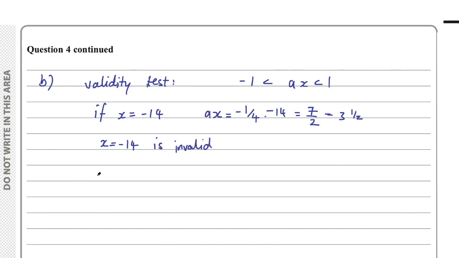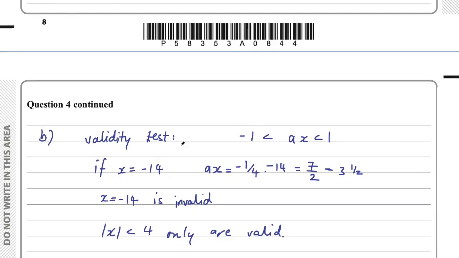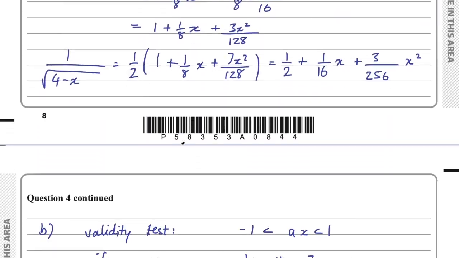And looking at this ax, if we're multiplying x by 1/4 or -1/4, then we would want the absolute value of x to be less than 4 to get a number between -1 and 1. So we could say those are the only valid solutions. Okay, then, so that was part 1.